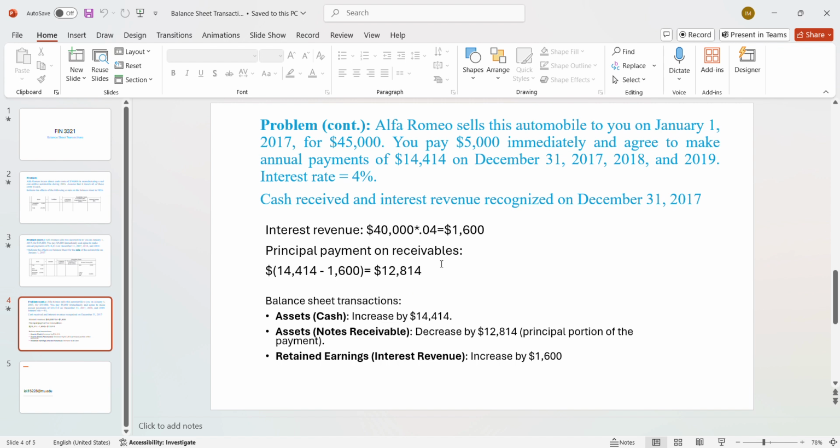So in the balance sheet transaction, as we get the full payment in cash, we will increase the cash by 14,000, but for the notes receivable, we will decrease only the principal portion of that amount. After deducting the interest payment from the total payment, we get the principal component of 12,814. And as interest is revenue, we will add it to the retained earnings.